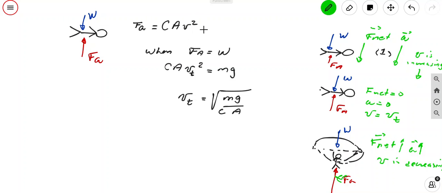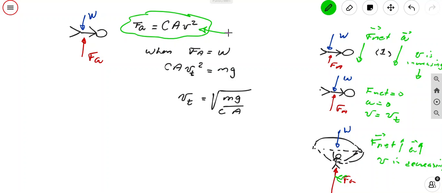Now, how do you calculate the force of the air? You calculate the force of the air using this formula, where you have the coefficient of shape, that means this coefficient that depends on the shape of the object. You have the area that is facing the air, and you have the velocity.